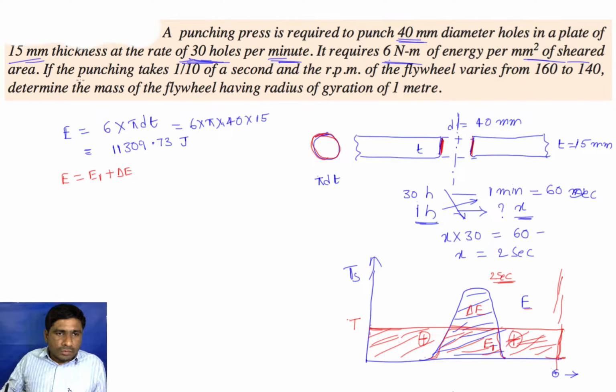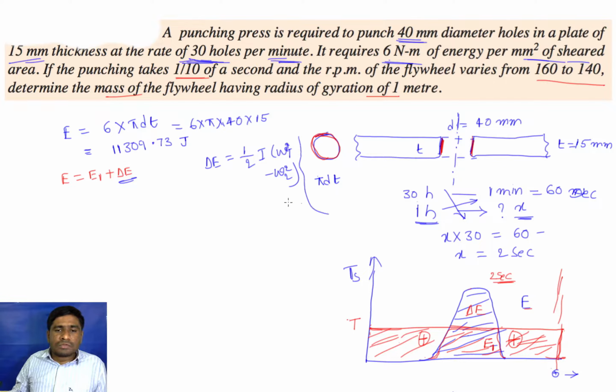And if the punching takes only one tenth of a second, and the RPM of the flywheel is from here to here, determine the mass of the flywheel and the radius of gyration. So here ultimately we need to find delta E. We know the formula for delta E: half into I into omega 1 minus omega 2 square. So we need to calculate delta E.